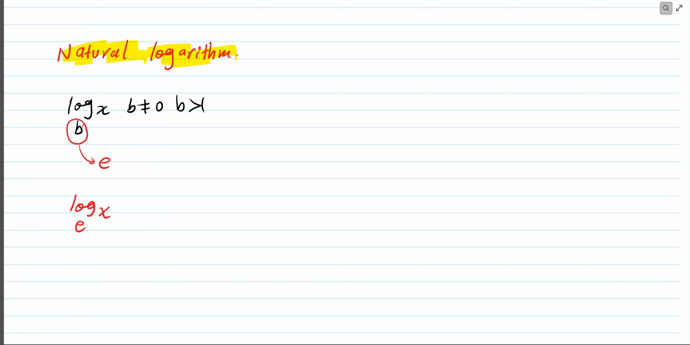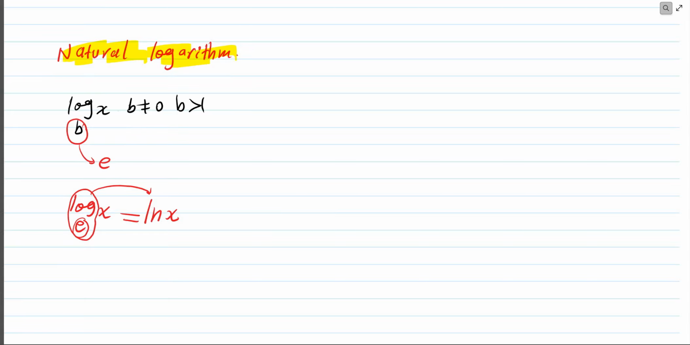And also, instead of log base e, we can say ln x. So when log has base e, it converts to ln x. This is exactly the same as log but with the base e. So the relation between ln and log, they apply everything the same, but the only difference is that log is more common, more general, but ln, called natural logarithm, has only the base e.